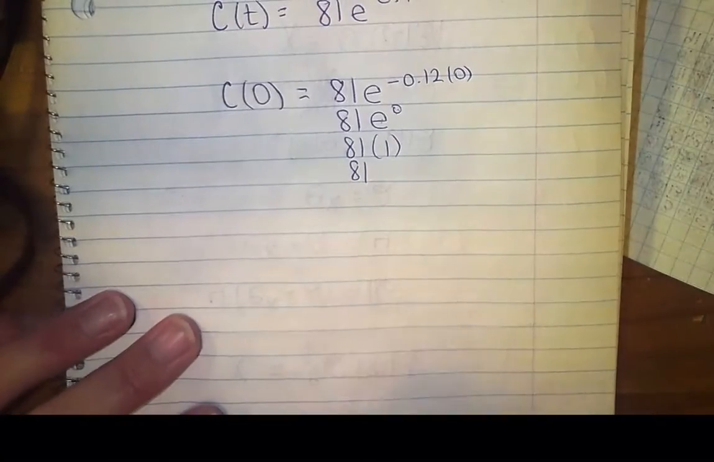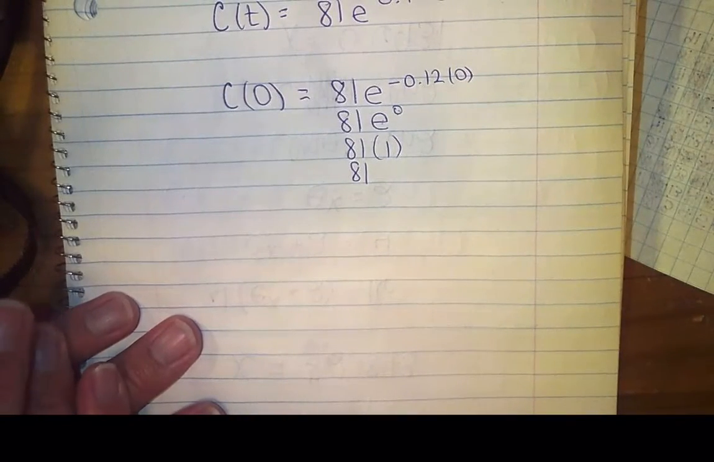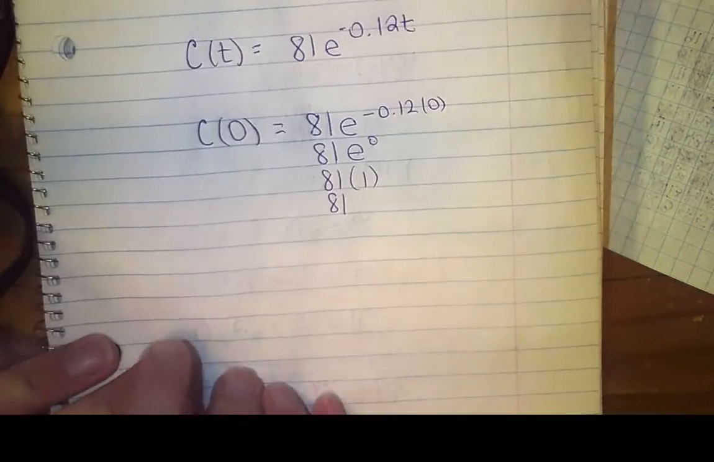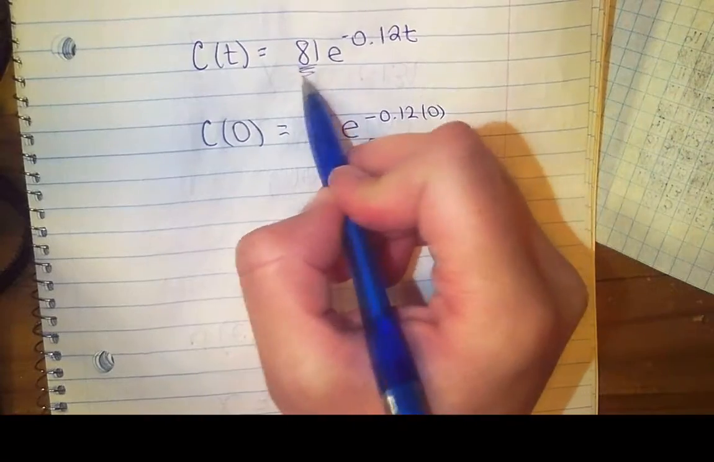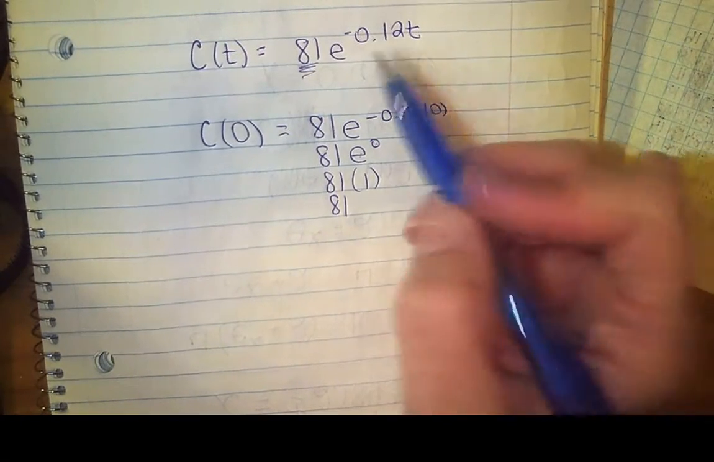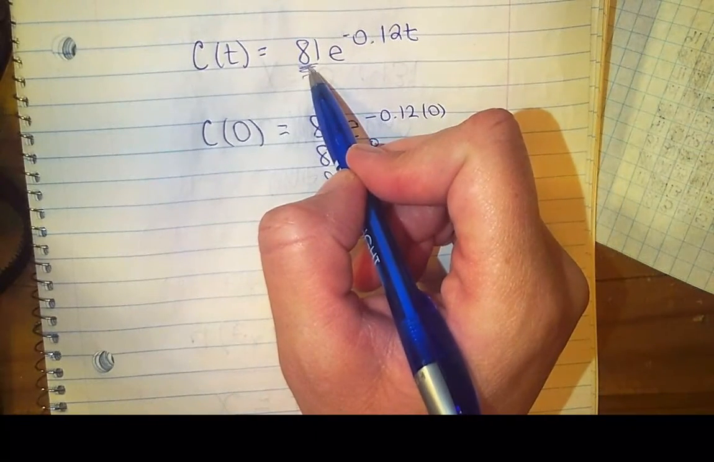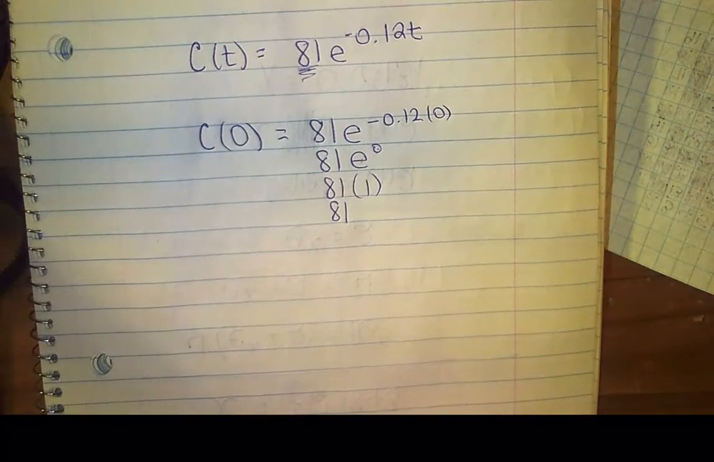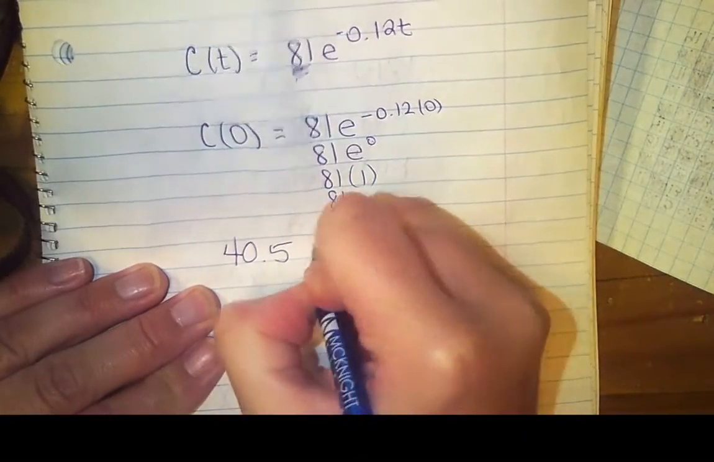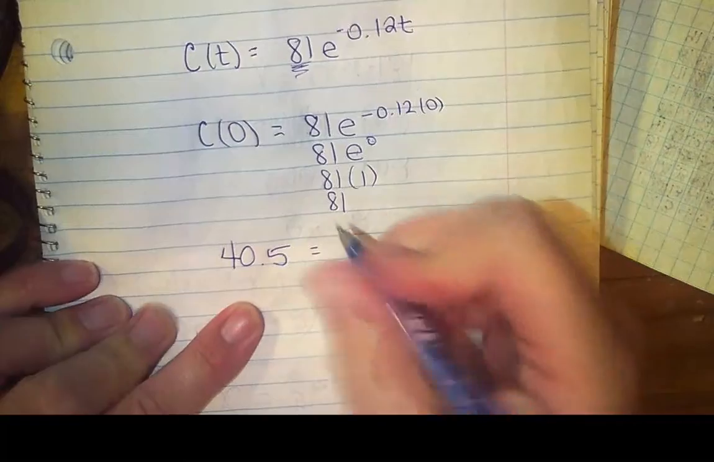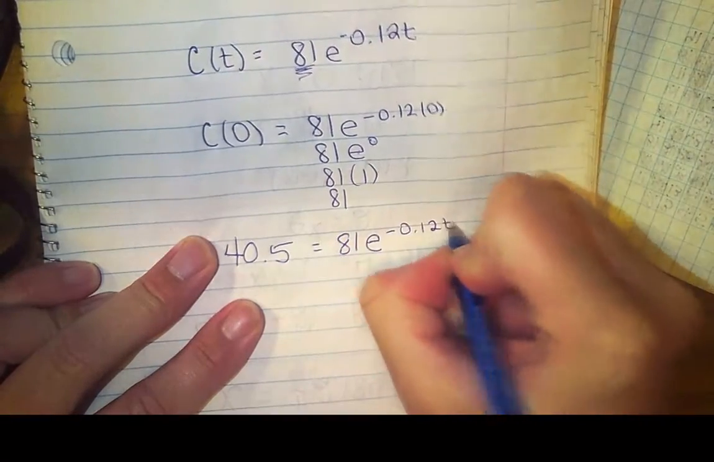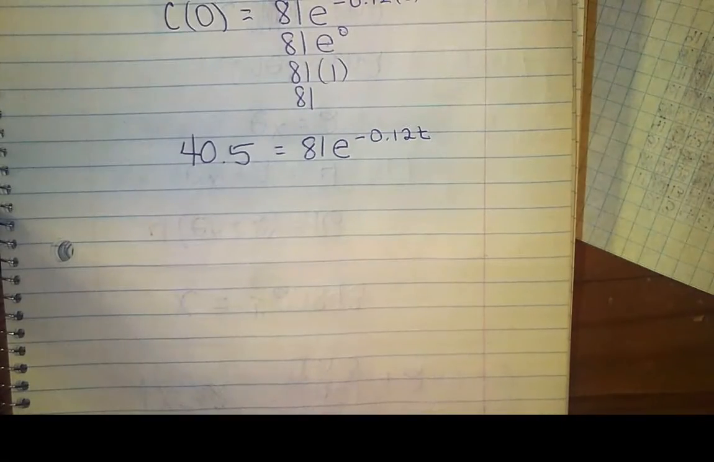So part 2 says, what is the half-life of the radioactive material? So I need to figure out, first of all, if I started with 81 grams, then what is half of that amount? Half of that amount is 40.5. Okay, so I want 40.5. So I'm trying to have 40.5 grams because that is half of what I started with. And now I have e to the negative 0.12 t.